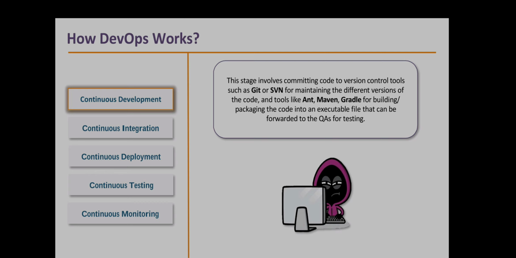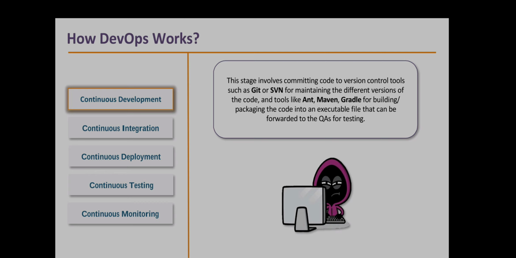These stages involve committing the code to version control tools such as Git or SVN for maintaining the different versions of the code, and tools like Ant, Maven, Gradle. These tools we can use for building the application, building and packaging the code into an executable file that can be forwarded to QA, quality analysis, for testing.